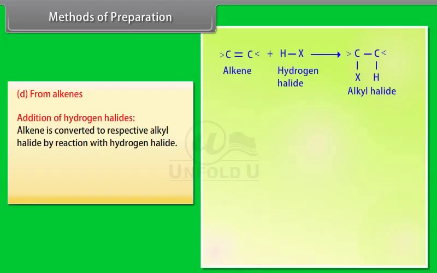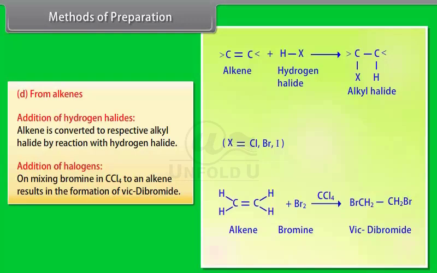Methods of preparation. From alkenes. Addition of hydrogen halides. Alkene is converted to respective alkyl halides by reaction with hydrogen halide. Addition of halogens. On mixing bromine in CCl4 with an alkene, it results in the formation of vicinal dibromide.